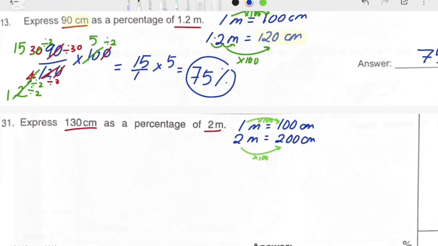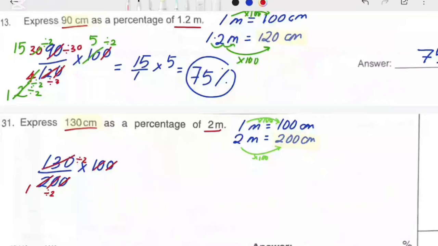Now that both 130 centimeters and 200 centimeters are in the same unit, let's express them as a fraction, 130 over 200. Now let's multiply the whole thing by 100 to turn it into a percentage. Cancel off 2 zeros from 200 and 2 zeros from 100. That means you're dividing them by 100. 2 and 130, they're both even numbers. They can be found in times table 2. So 2 divided by 2 is equal to 1 and half of 130 is equal to 65. My fraction is now only left with 65 over 1 times 1, which is equal to 65%. So my answer is 65%.